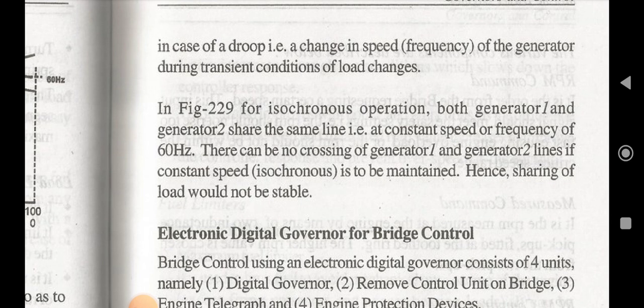For isochronous operation, that means both generator 1 and generator 2 share the same line, that means at constant speed or frequency, here 60 Hz, there can be no crossing of the generator 1 and generator 2 lines if constant speed is to be maintained. Hence sharing of load would not be safe.